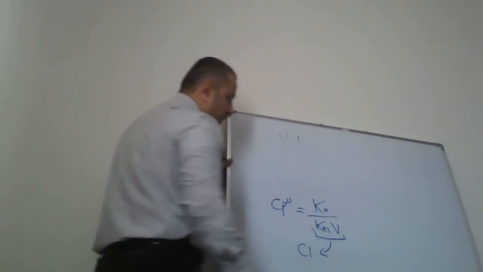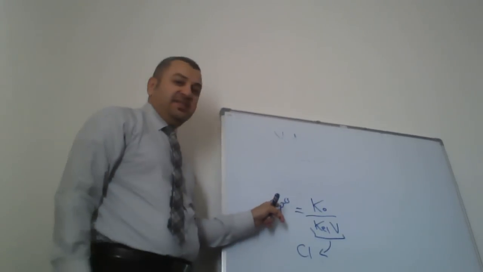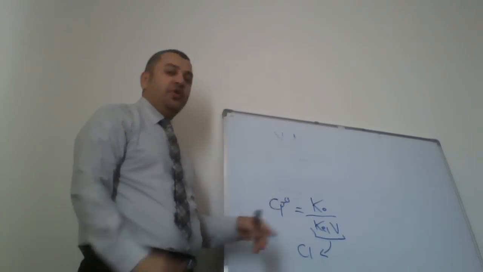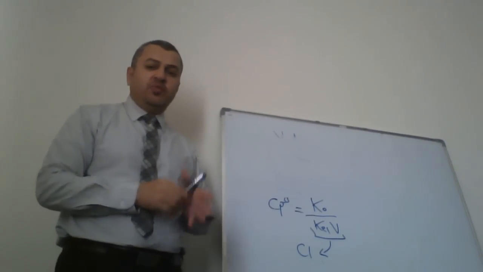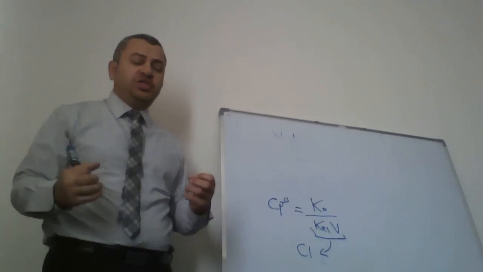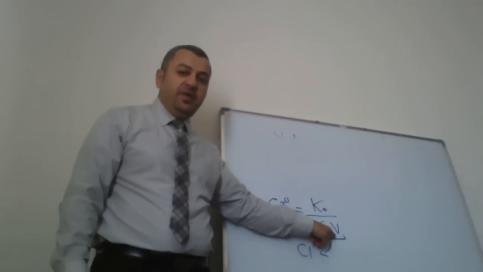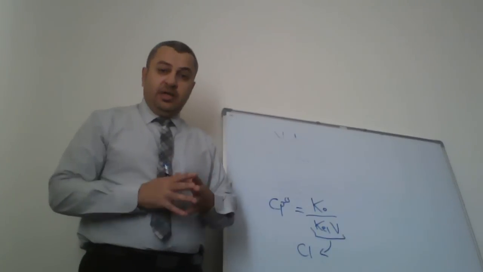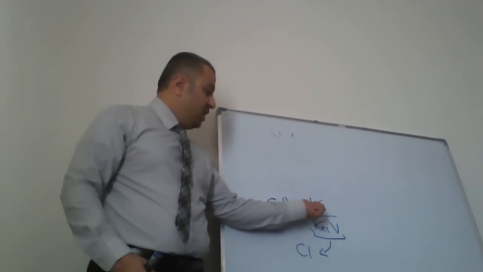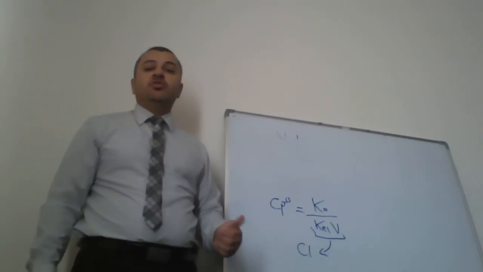So if I want to target Cpss, I need, for example, 15 milligram per liter. What do I need to know? What do I need to adjust? I need to know the clearance of the drug, Kl/V. I need to know that in order to adjust K0, which is the rate of infusion.